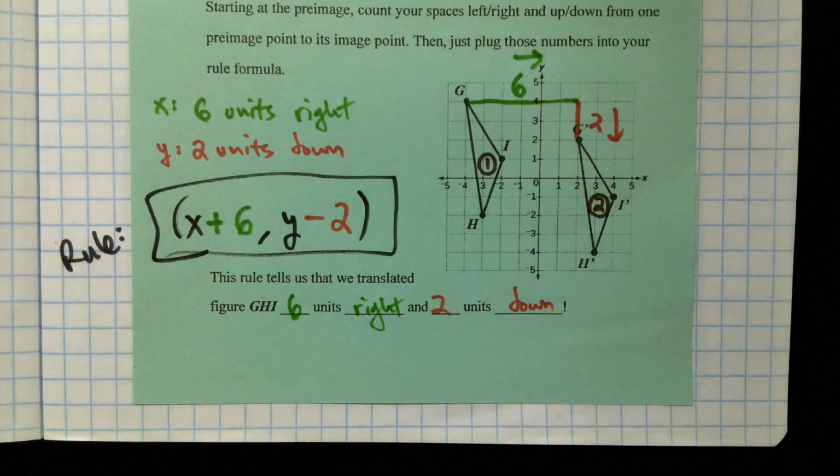There's a bunch of different combinations, right? We're not always going to be going right and down. We can go right and up, right and down, left and up, left and down.